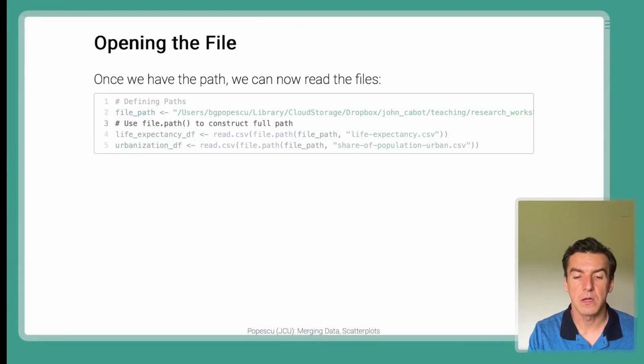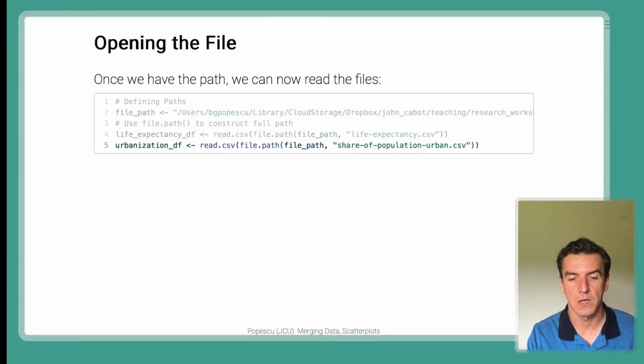So this is how I load the CSV files. I have the read.csv and then file.path, and then the file is the one that I just defined in line number 2, and then the file itself, which is written here. The same thing with the urbanization data frame.